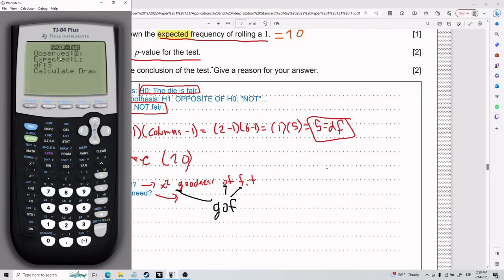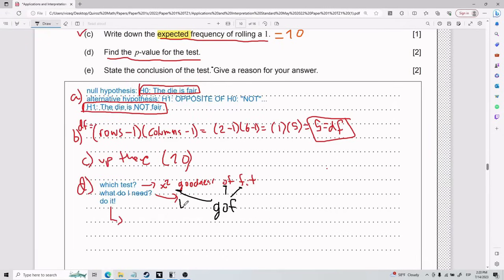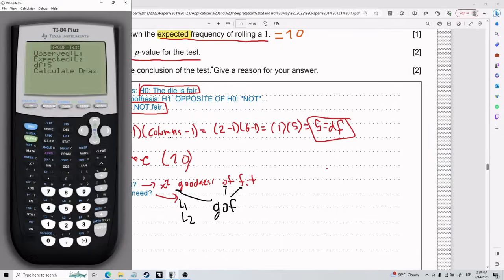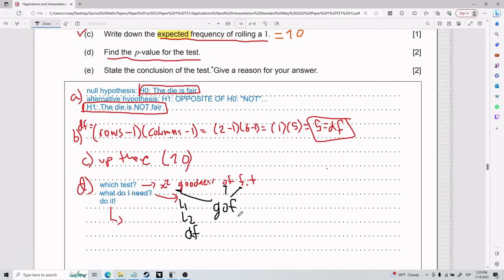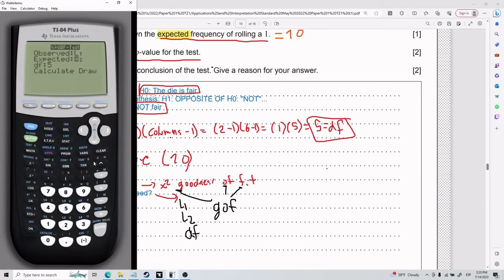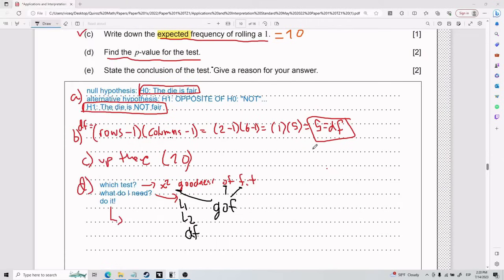Then we see that we need observed and expected, L1, L2. So what do I need? I need L1, I need L2, and my DF. The DF is already on 5, so this could have been 3. I should always put the correct DF. In this case, it's 5. How do I know? I know from part B. Alright, so there I got my DF. Awesome. So we are good there.